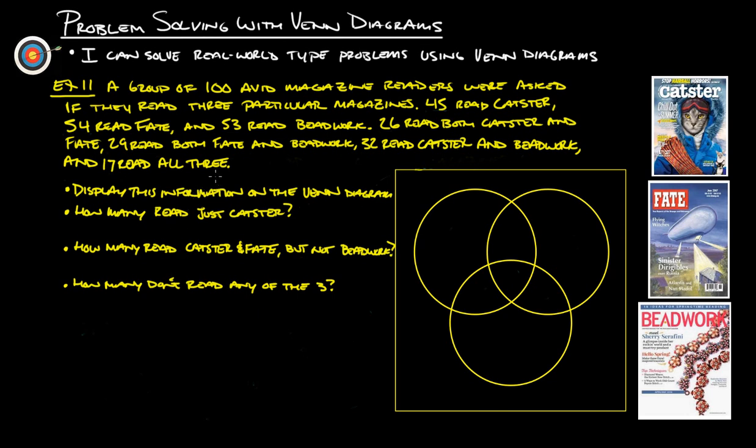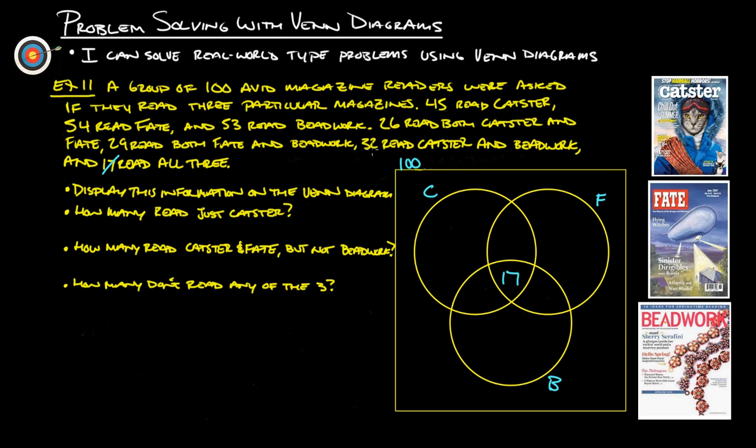So we know that there's 100 total people that read the 3 magazines, Catster, Fate, and Beadwork. Our goal is usually to try to figure out what the middle one is first and then work out from there, which usually means start at the end. 17 read all 3, so we know 17 is going to go in the middle here.